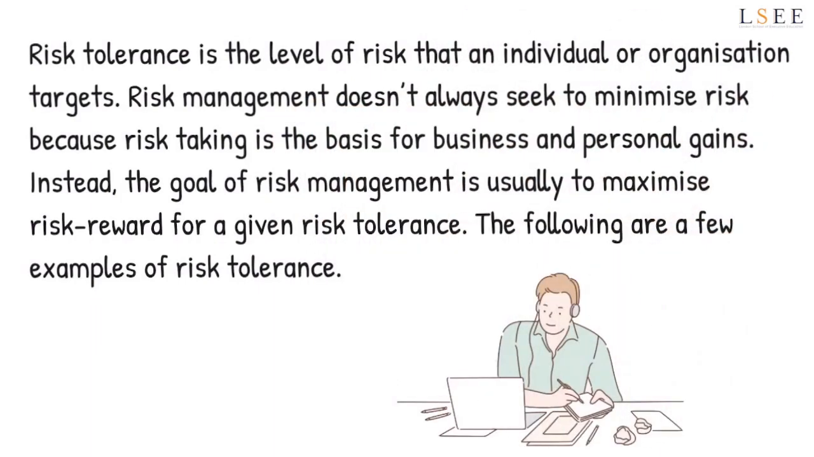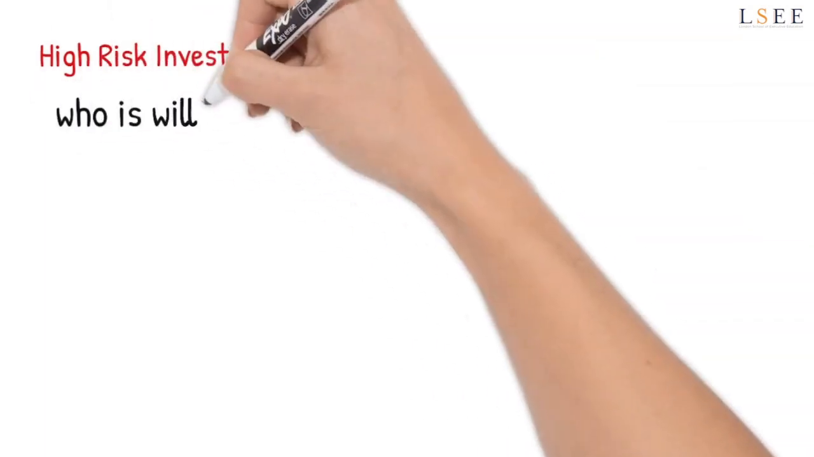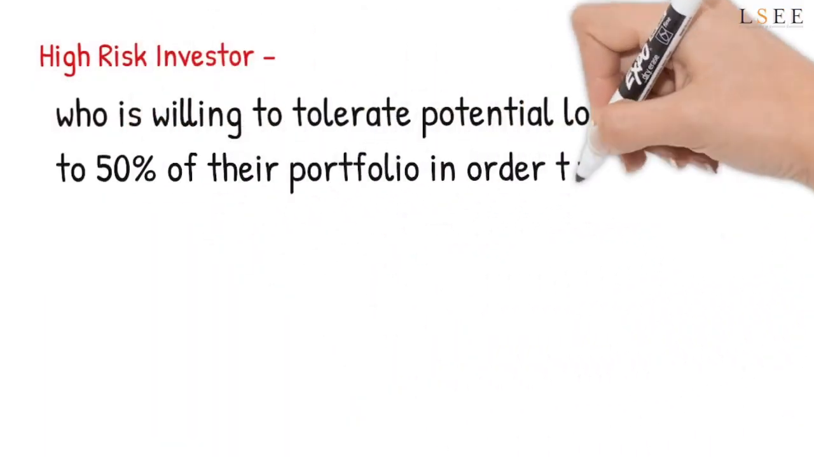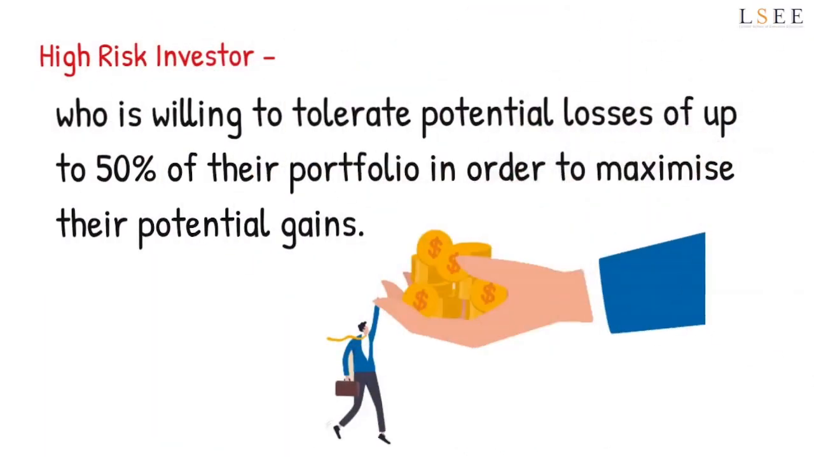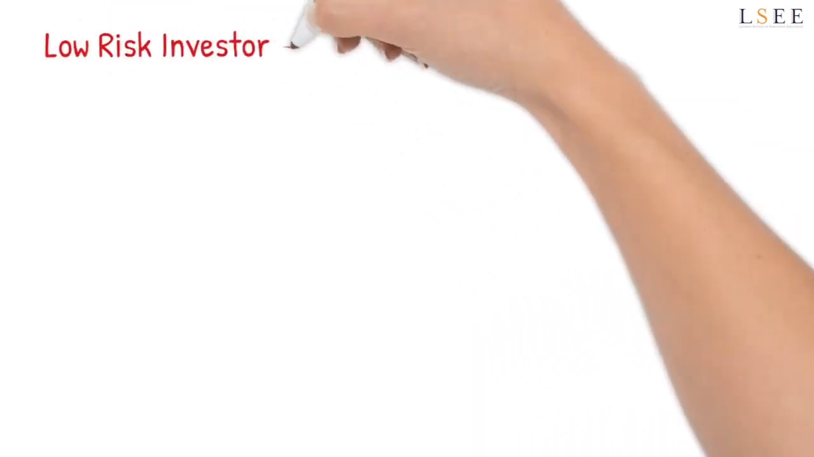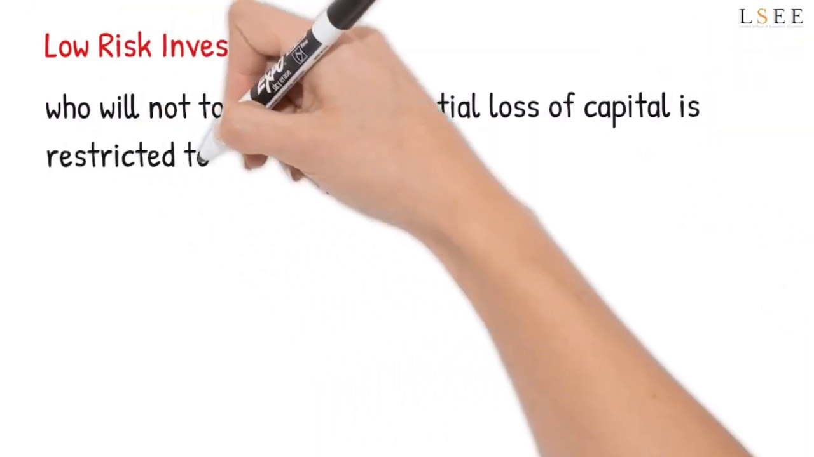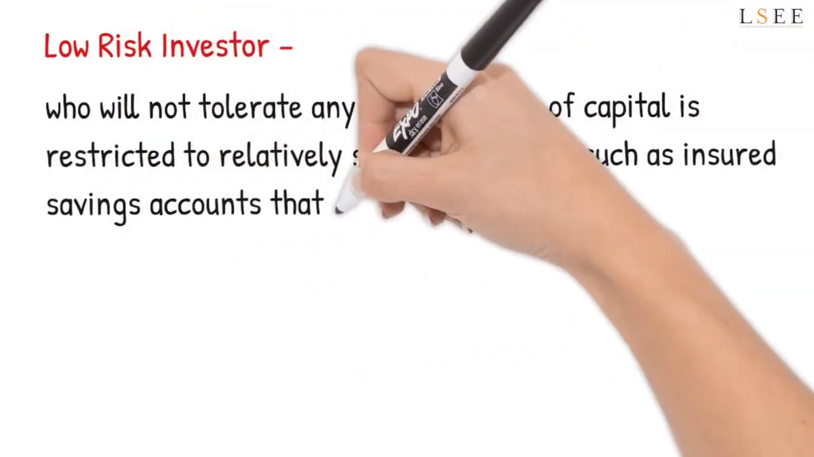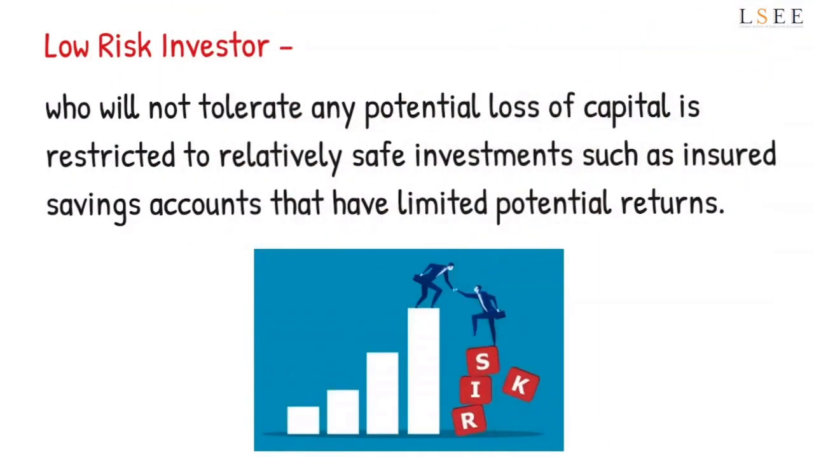The following are a few examples of risk tolerance. High-risk investor: willing to tolerate potential losses of up to 50% of their portfolio in order to maximize their potential gains. Low-risk investor: will not tolerate any potential loss of capital and is restricted to relatively safe investments such as insured savings accounts that have limited potential returns.